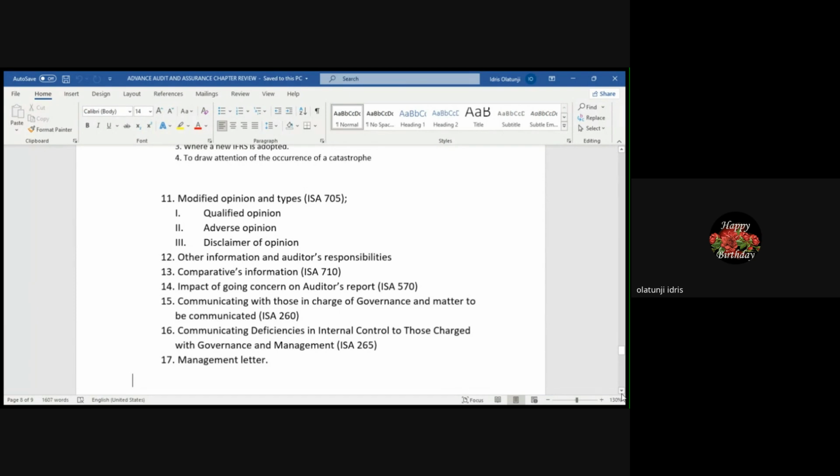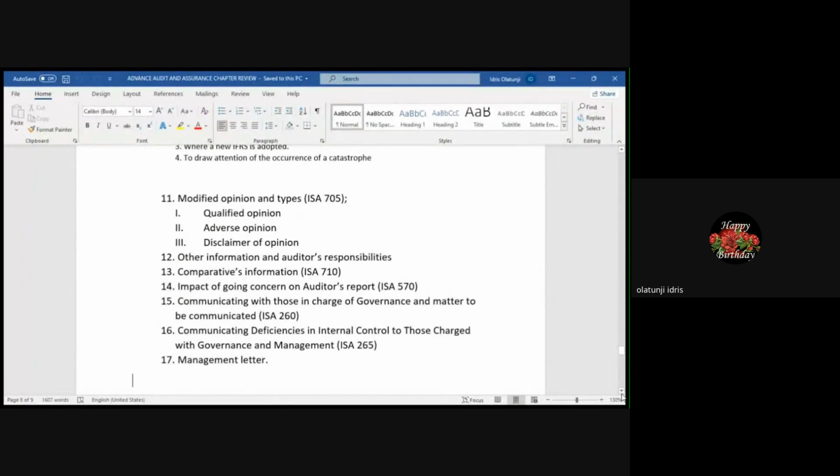But a qualified opinion is just that the auditor gives an opinion where there is material misstatement or limitation of scope on the audit work or on the financial statement generally. That is where the auditor can issue a qualified opinion. But adverse is when the auditor is of the opinion that there is material misstatement on the financial statement, and the misstatement affects all the areas of that financial statement. That is where you can issue an adverse opinion.